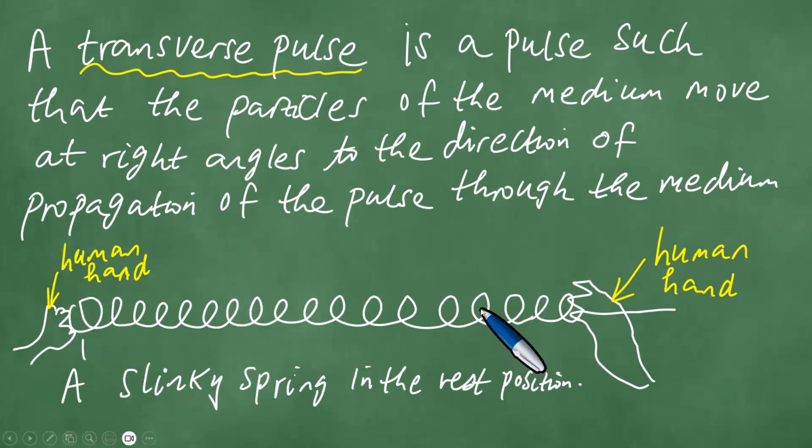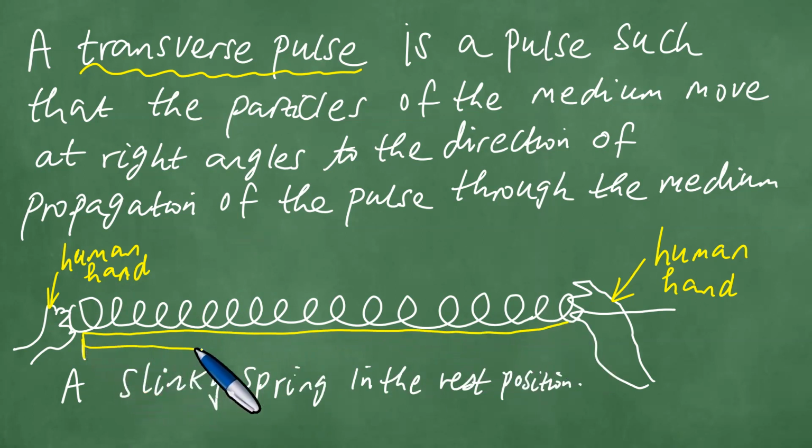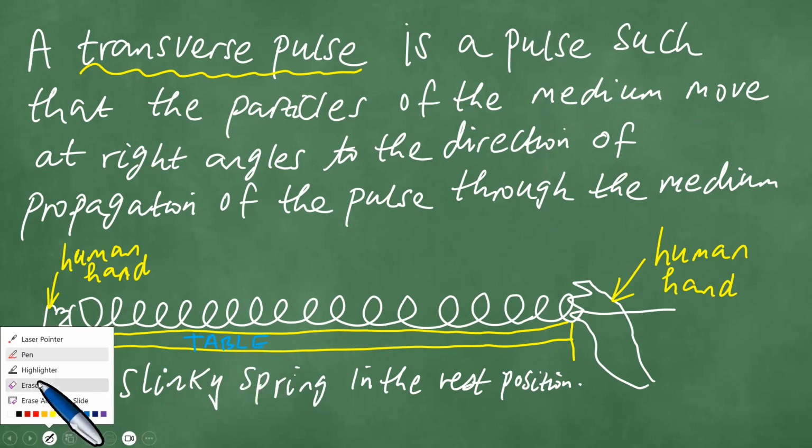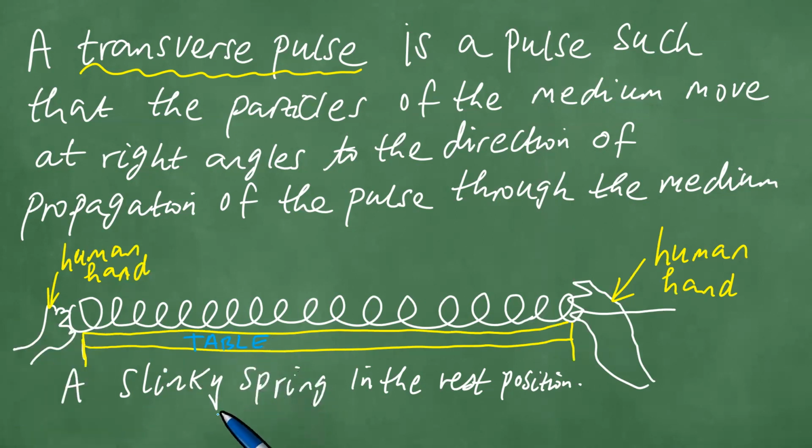This slinky spring is in the rest position and it's rested. You can view this as being rested on the surface of a table. It is on the tabletop, resting there and sitting, and a person is just holding the ends of this spring.